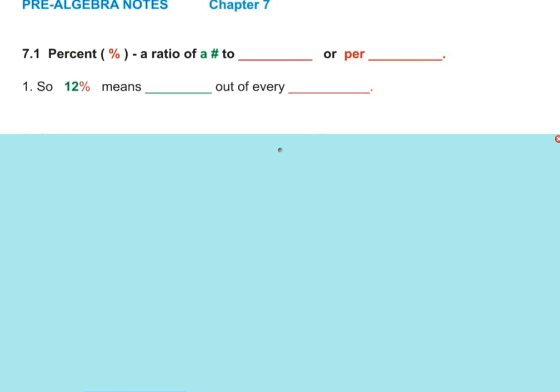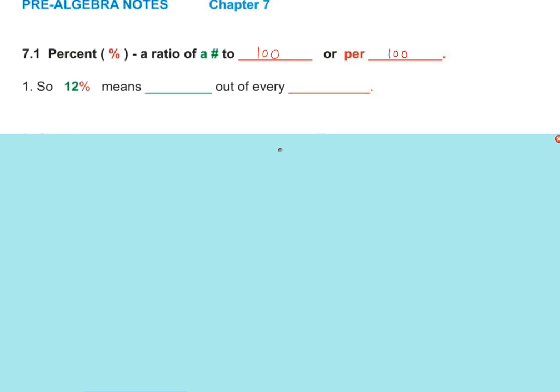7.1, percent, what is it? It's a ratio of a number to, and here's the key, I'm going to write it in red, 100. It's the ratio of a number to 100. Or you could think of it this way: it's per 100, meaning the 100 is on the bottom. So what is percent? A ratio of a number per 100.